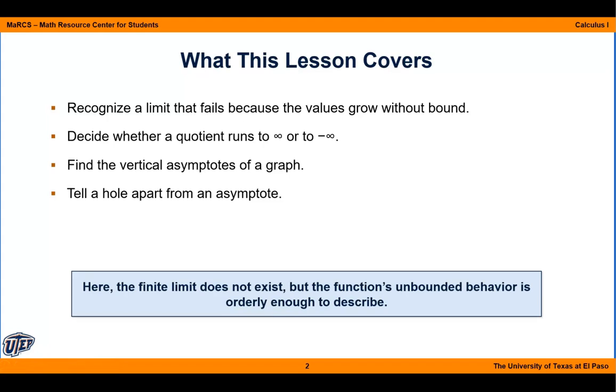Here's what we will cover in this lesson. First, we will recognize limits that fail to approach a finite number because the function values grow without bound. Next, we will use signs to determine whether a quotient increases towards positive infinity or decreases towards negative infinity. We will then locate vertical asymptotes and distinguish them from holes created by canceled factors. Here, the finite limit does not exist, but the function's unbounded behavior is orderly enough to describe.